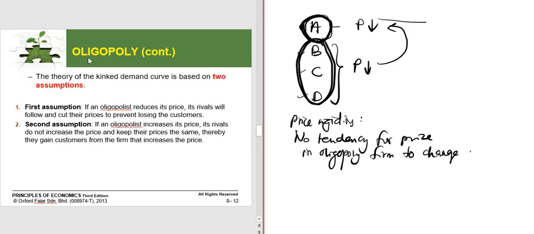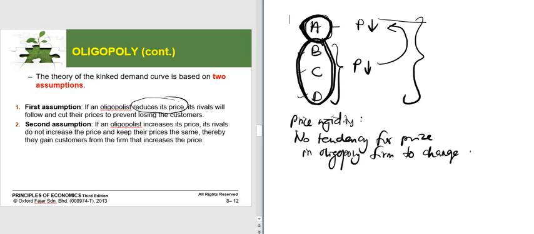So the theory of kink demand curve is based on two assumptions. The first assumption is, if an oligopoly firm reduces its price, their rivals, their competitors, will follow, like what I have shown here. You can see that when one firm is reducing its price, the other firms will follow because they don't want to lose market share.